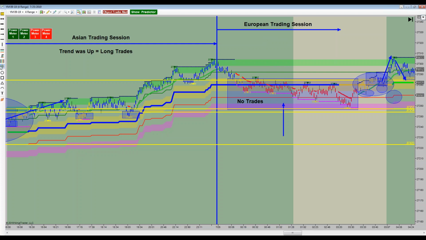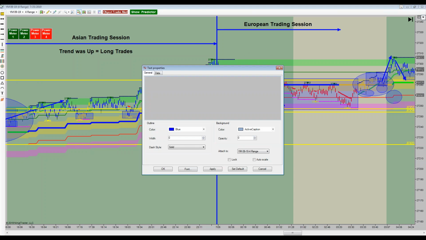So if we put something under the European trading session arrow, we would say something like this. Transition. Here, I'll do it this way. Maybe this is a better way to put it. Sideways. Uptrend resumption. We see it. We know it. Which then equals long trade entries on pullbacks. Okay? Right?